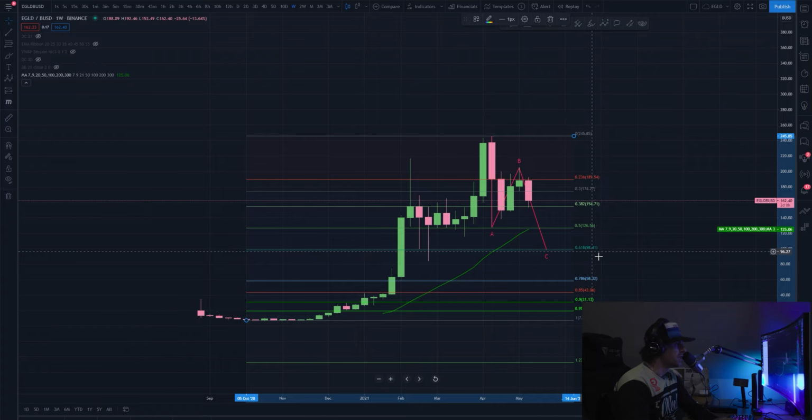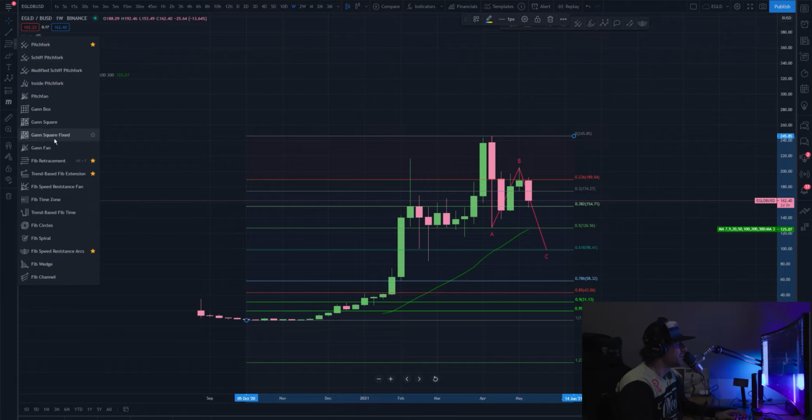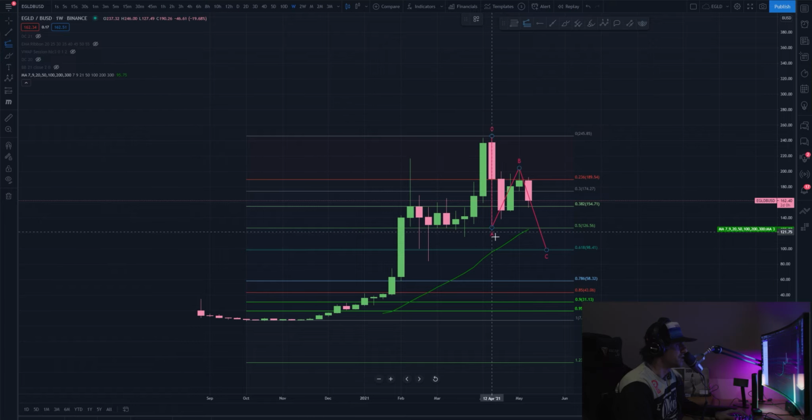Okay, you have the 126.56 right here at 0.5. You have the 0.618 at $98.41. And usually another way to catch the C wave is by putting the fib extension, the trend-based fib extension.